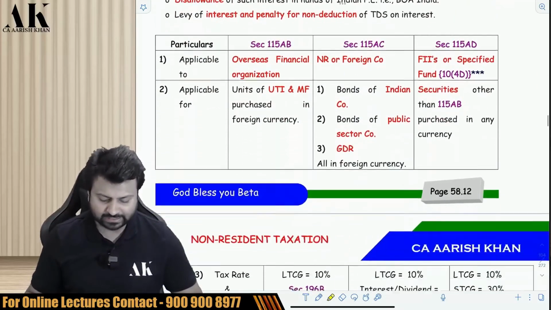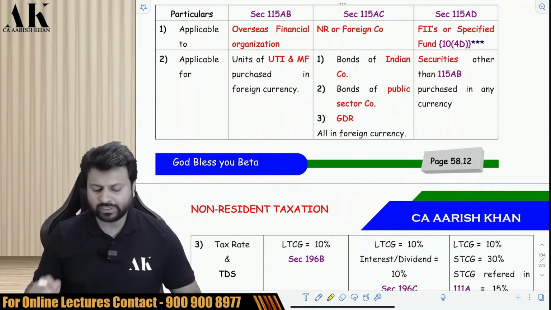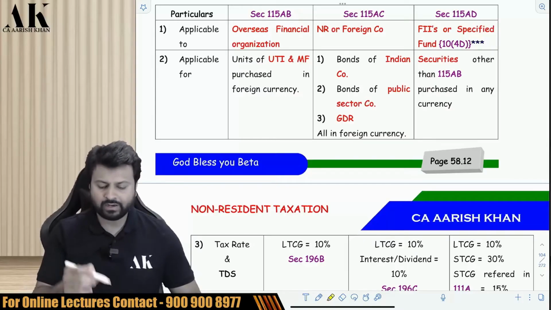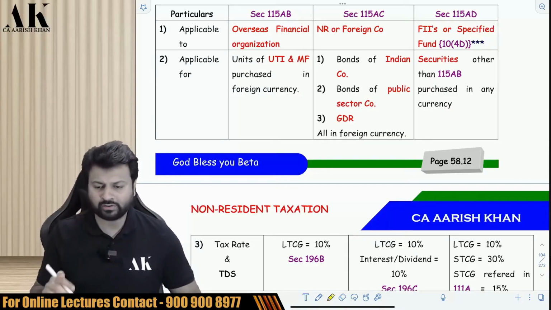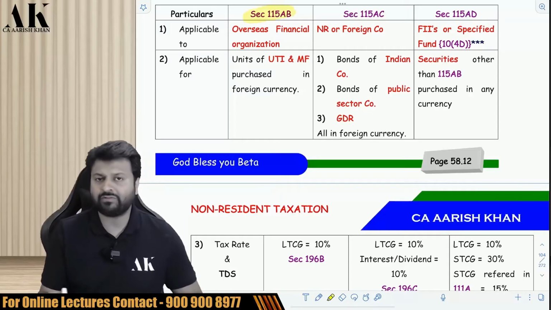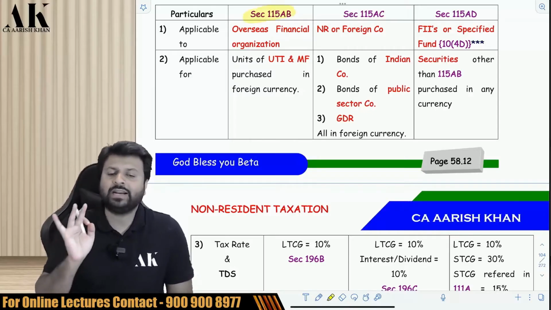Now next. Now there are three more sections over here. One by one we'll try to address all of them, not all three of them together. The first section is 115AB, which is for an overseas financial organization.